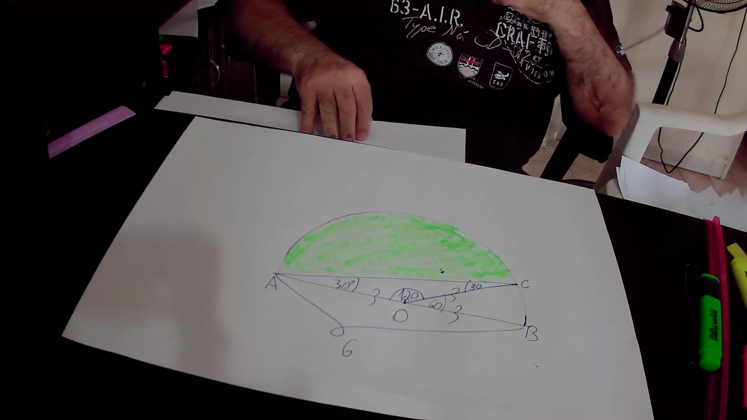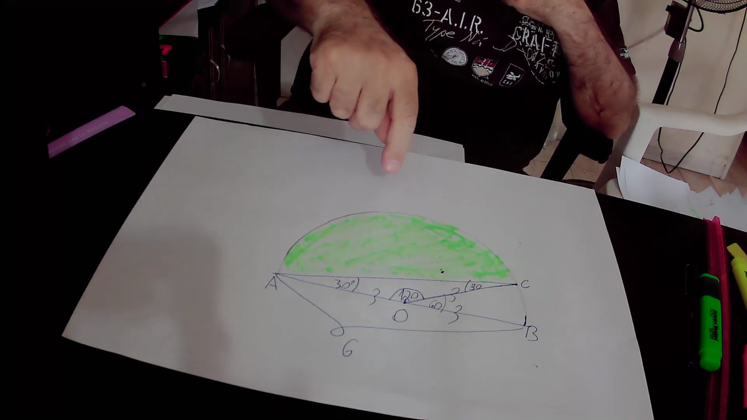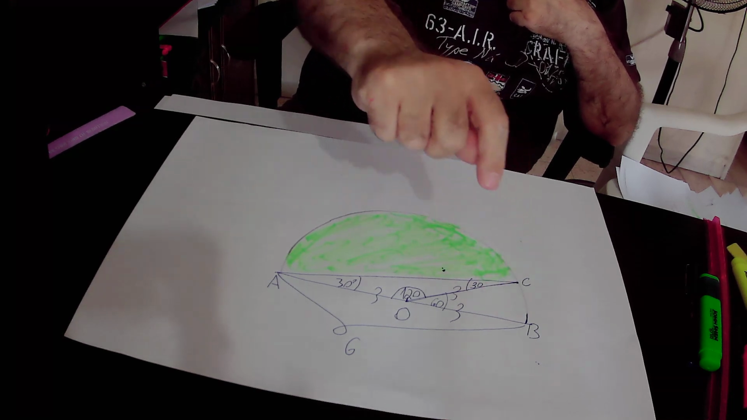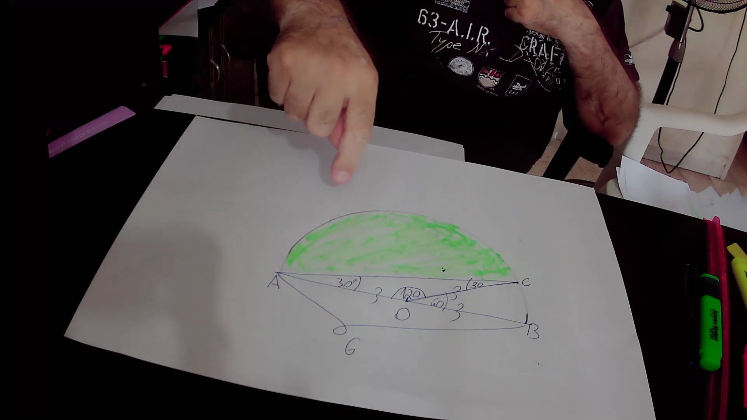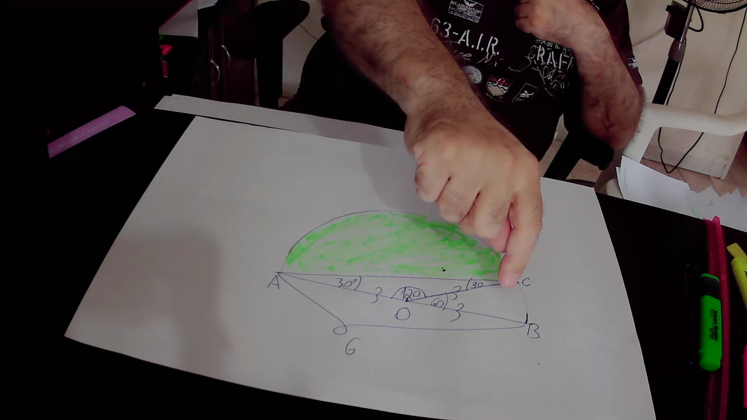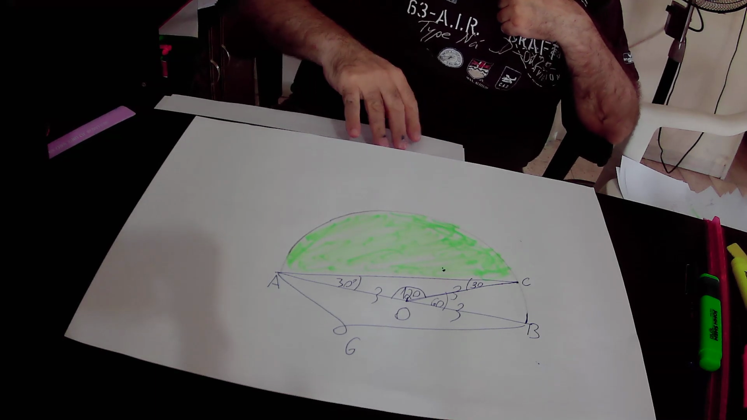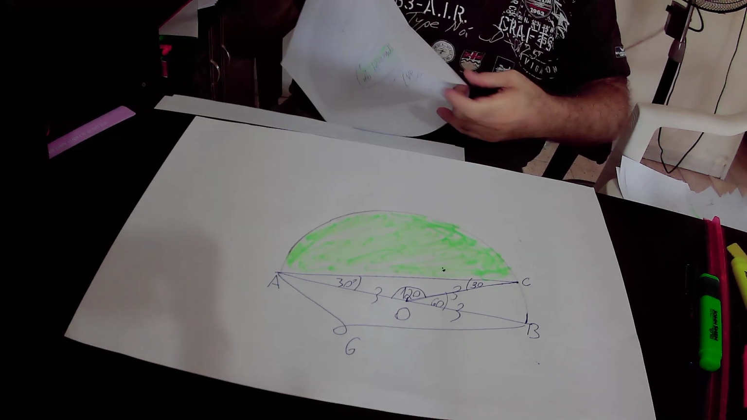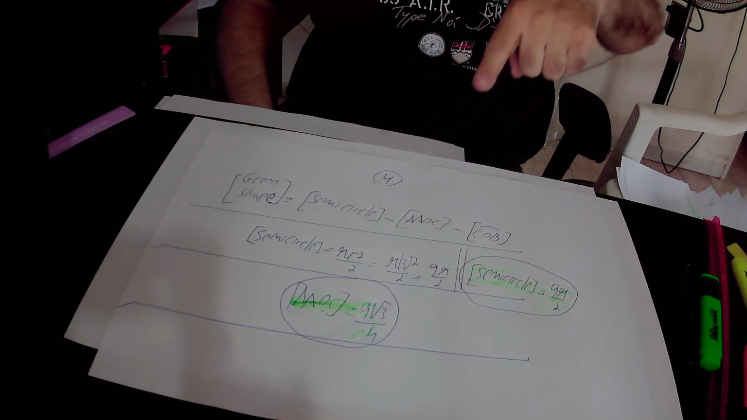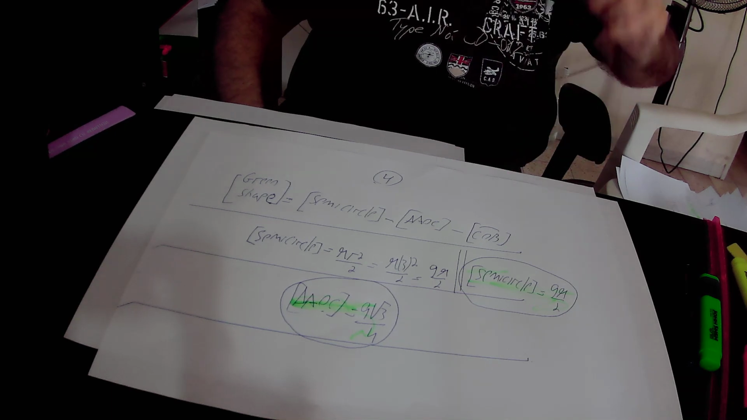According to the second method, the area of this green shape equals the area of the semicircle minus the area of triangle AOC minus the area of sector COB. Again, the area of the semicircle minus the area of triangle AOC minus the area of sector COB will give us exactly the area of this green shape.